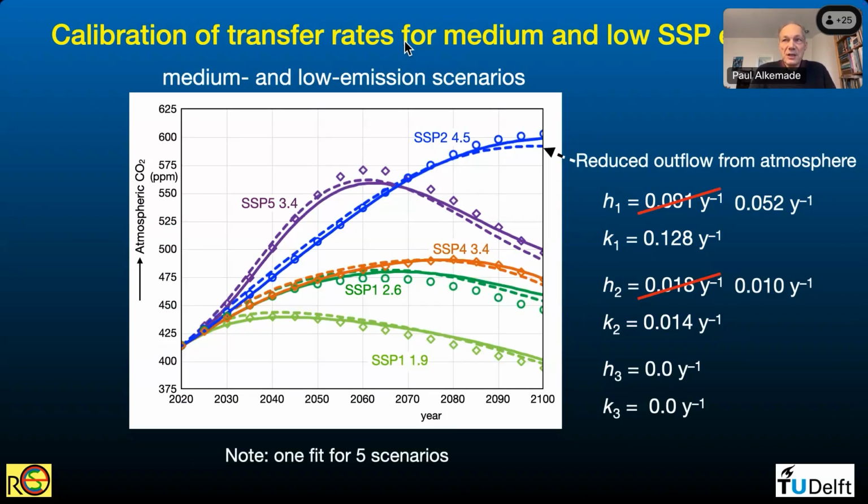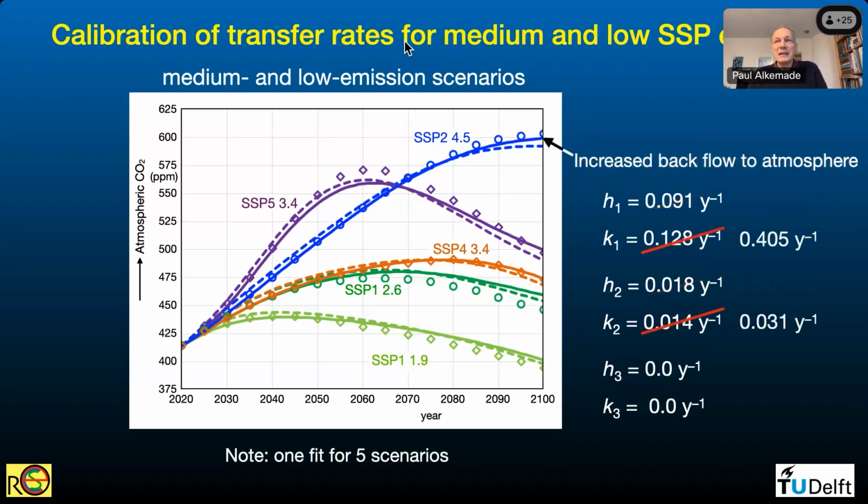It's a fitting, only changing the parameters for all 5 scenarios at the same time. So these numbers refer to all scenarios. As another possibility, you increase the backflow from the reservoirs into the atmosphere, you get the full curves as a result. In fact, you see that these are the best fit of the published data. So these can be used to study any scenario which follows a particular path, a little bit similar in this range.